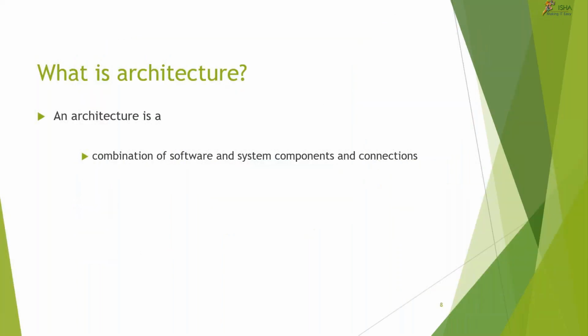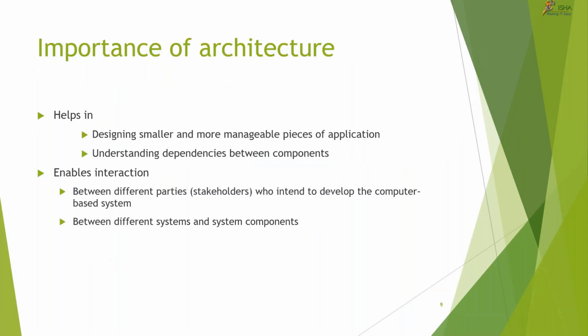So what is an architecture? It's just a combination of software and system components and connections. What it does is help in designing smaller and more manageable pieces of the application, and in understanding dependencies between components.